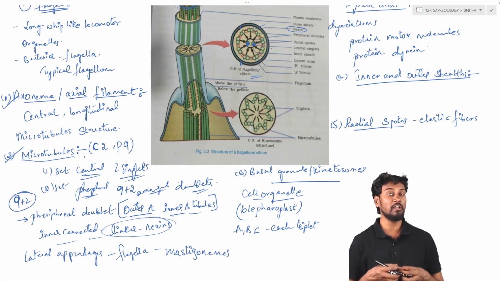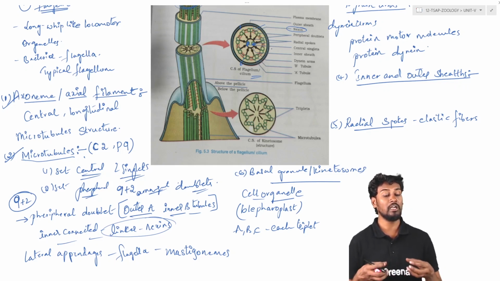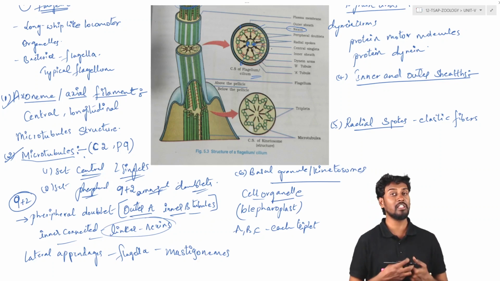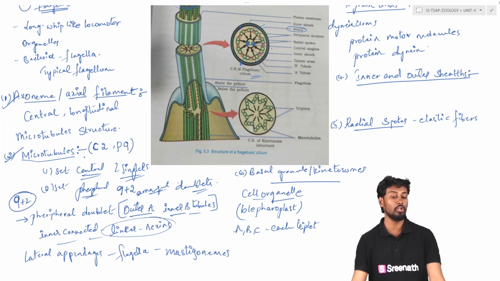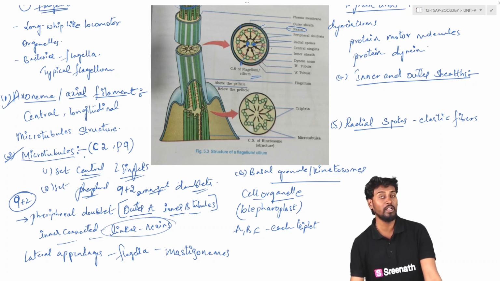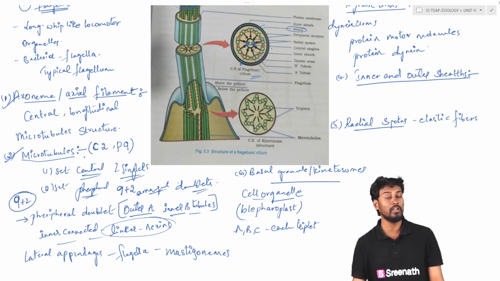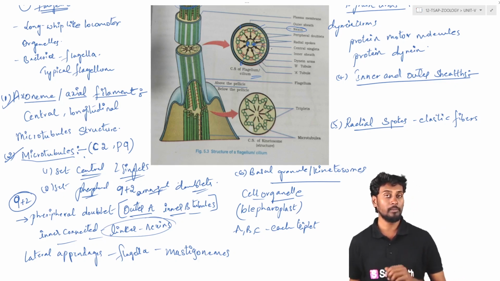So nexin is a linker molecule which is interconnecting the doublets together. That is, the two peripheral doublets are internally connected with each other, interconnected by means of a linker molecule called nexin, which is generally involved in connecting the microtubule of one doublet to the peripheral doublet. So all the peripheral doublets are connected with each other by means of nexin, that is the interconnection between the two peripheral doublets.